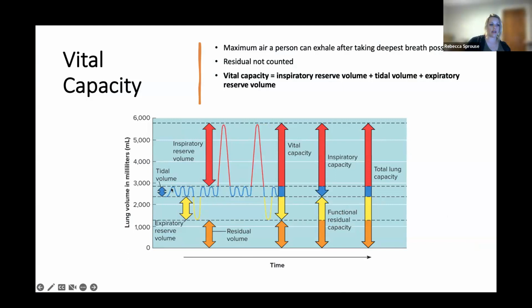Obviously, we're taking into account tidal volume because that's just your normal breathing ability. If you're taking the deepest breath possible, you're taking into account your IRV. And then you're doing your maximum exhale as well, which is your ERV. So we're taking into account this, this, and this, okay? So here's your vital capacity. What we don't count with vital capacity is this residual volume because it's non-functional. We're only interested in functional capacity here. So vital capacity is going to be your IRV plus your tidal volume plus your ERV.